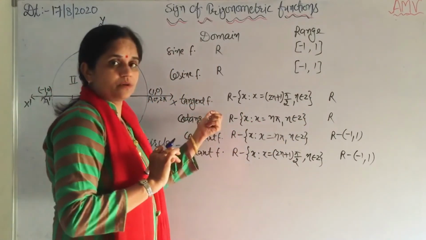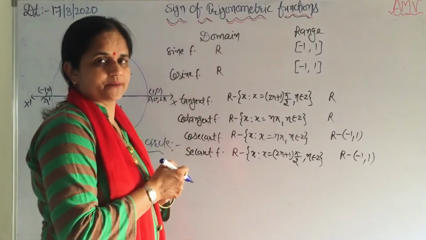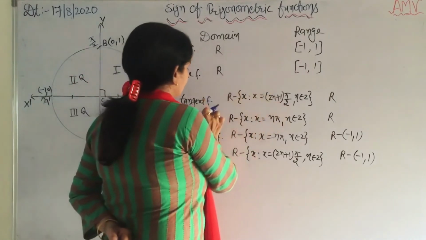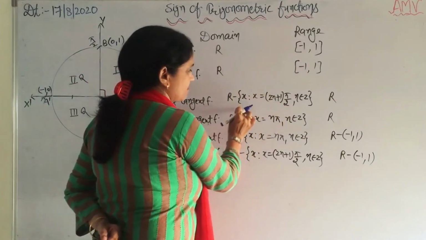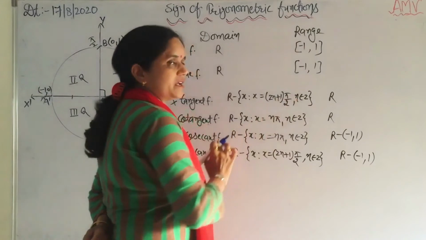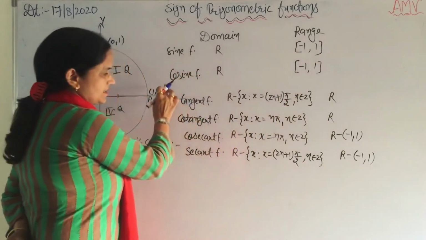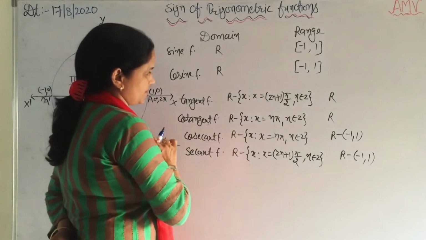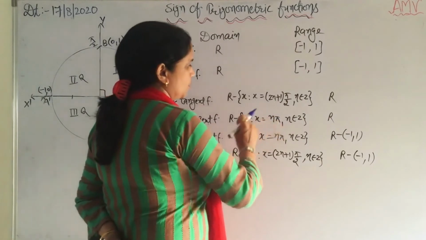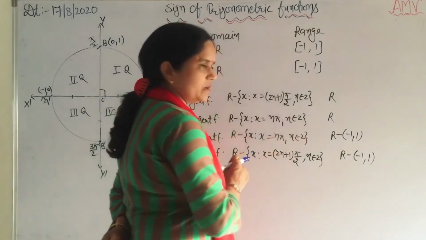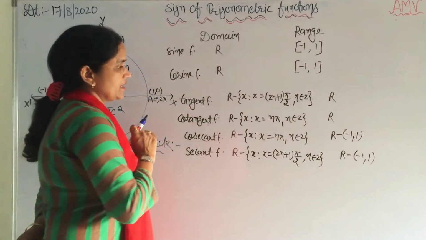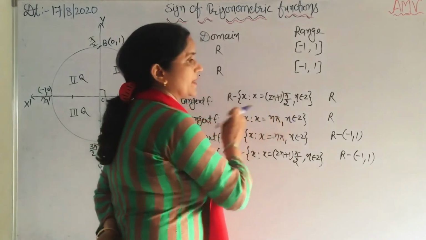Students, do you know what is the value of tan pi by 2? It is undefined. That's why the domain of tangent is R minus (2n+1) pi by 2. It is the odd multiple of pi by 2. And for the cotangent function, it is R minus x such that x is equal to n pi, n belongs to Z. Cot 0 is undefined, and that's why multiples of pi.